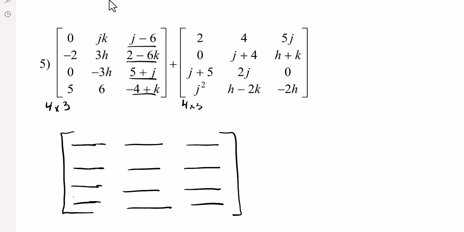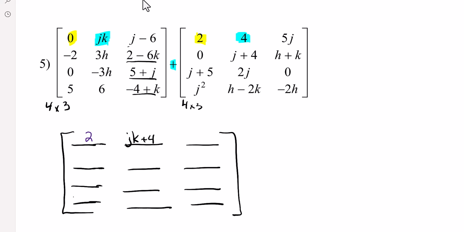We have 0 plus 2. That one's easy. 2. But now look at what we have. We have JK plus 4. Well, JK and 4 aren't alike, so you have to just simply put JK plus 4 as an expression.